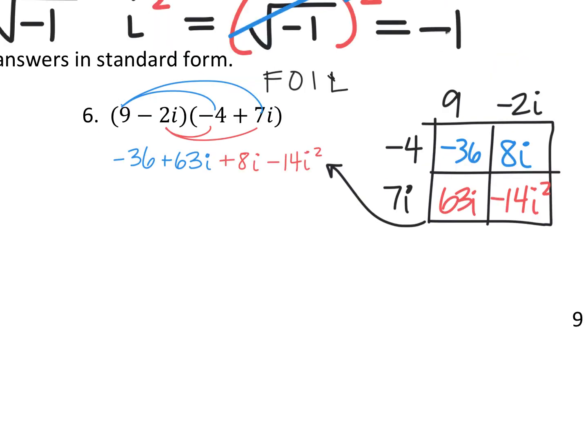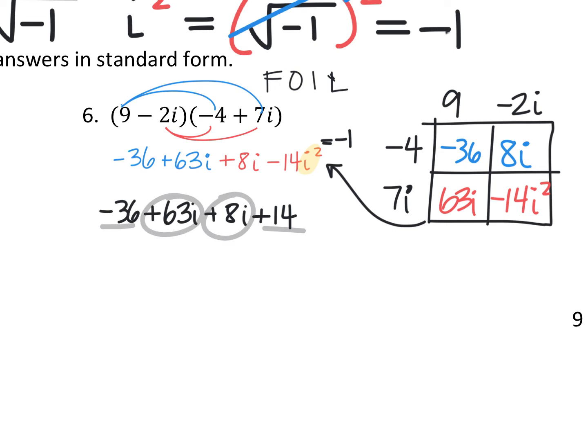We are not done here because we still have i squared. And so we know i squared is equal to negative 1. So you need to replace that. So it's negative 36 plus 63i plus 8i. And I'm not going to show all the work this time. It's negative 14 times negative 1. So plus 14. And now combine your like terms and you would be done. So it should be negative 22 plus 71i.